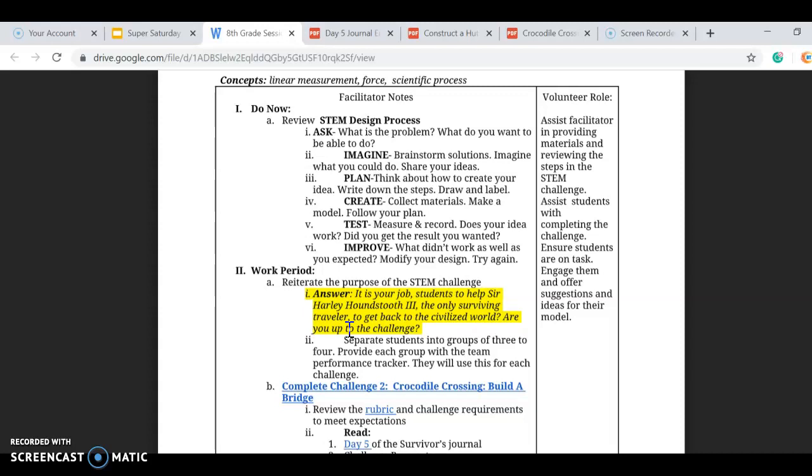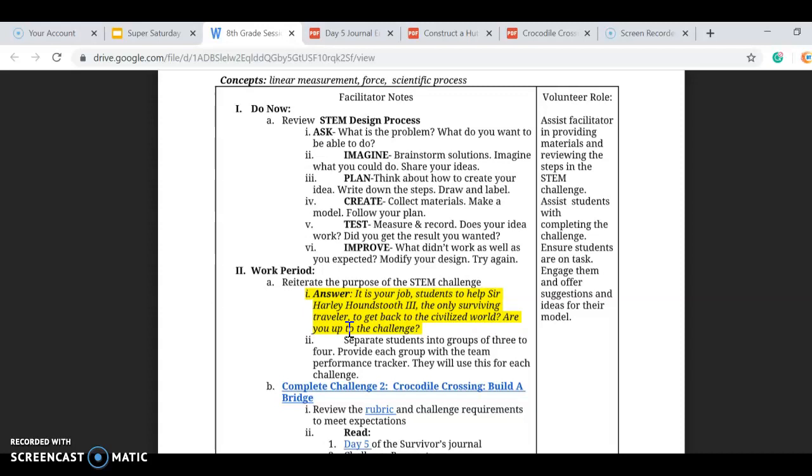Ask students, are you up to the challenge? Hopefully they say yes, and then they can gather their materials and prepare for the challenge. Again, separate students into groups of 3 or 4. Provide each group with the team performance tracker. They will use this for each challenge.